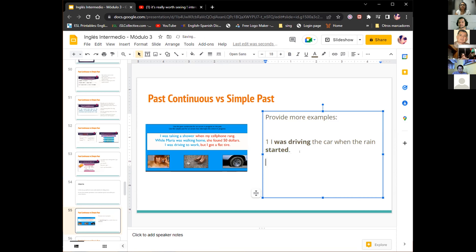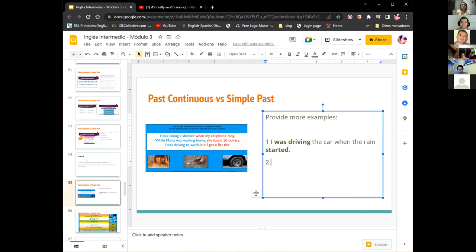Now, next one. I need another sentence, please. Another example. A volunteer, please. Otro ejemplo. Mi teacher, I was studying. Like this? Study. Okay.